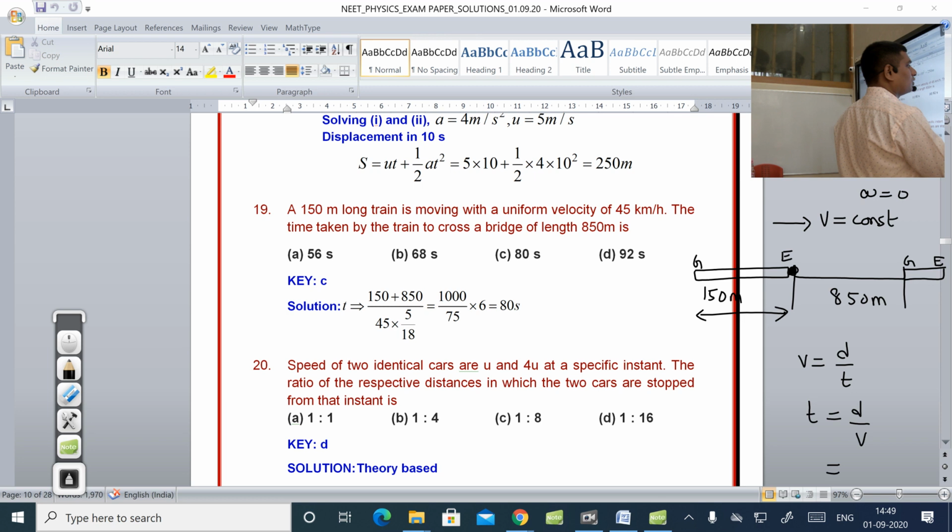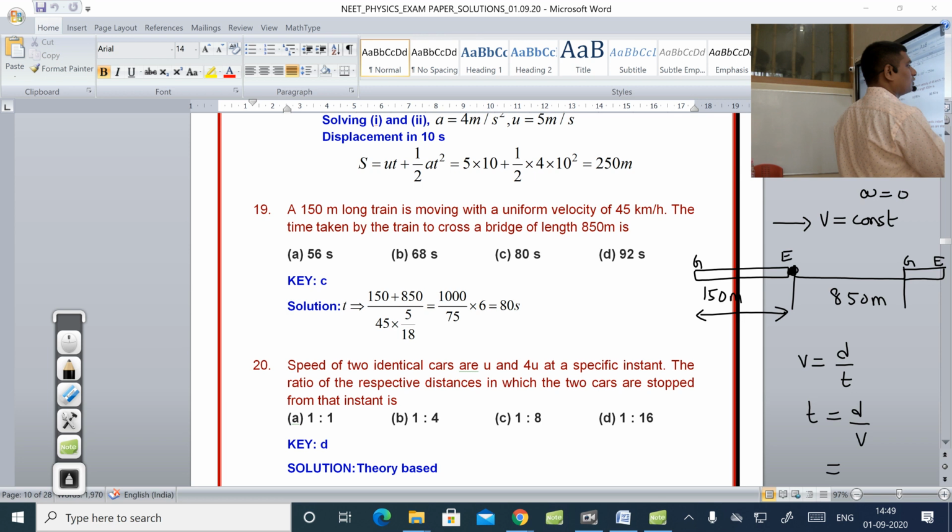Next, 22. A bullet is fired into a fixed target, loses half of its velocity after penetrating 1 centimeter. How much further it will penetrate before coming to rest? This model also I have solved in one of my video lectures. If you go back and refer, you will find this one. This is a very important model I told you. So here also the same equation will apply, v square minus u square equal to 2as.